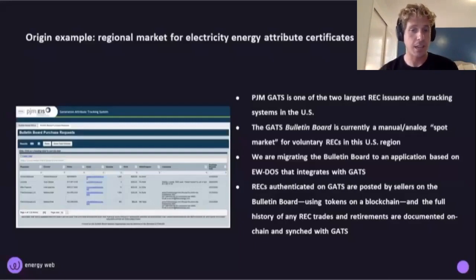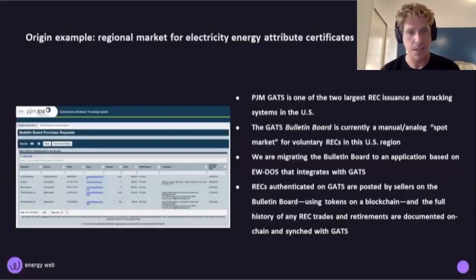So what this looks like is that certificates are authenticated using a similar architecture to what I just described. Those certificates show up on a digitized bulletin board. And the way that that works is we actually use second layer tokens on a blockchain to show this certificate came from this solar facility and is up for sale. And the full history of any kind of trade or anything is then documented on a blockchain and synced with the GATS system.